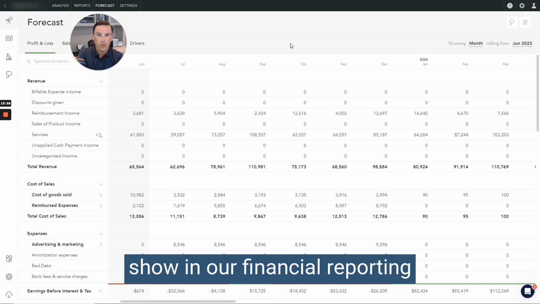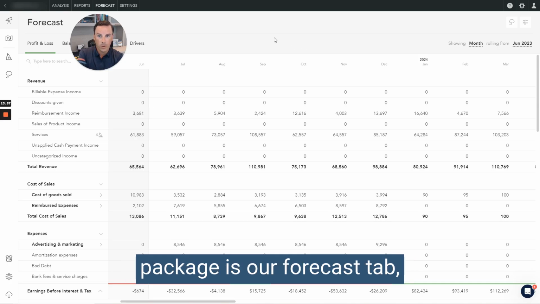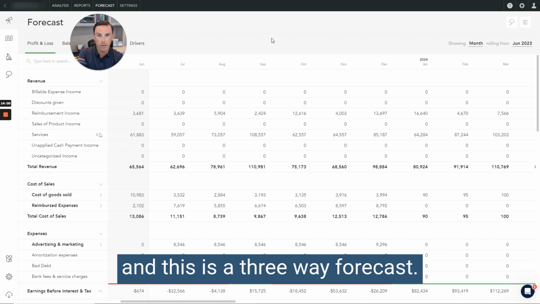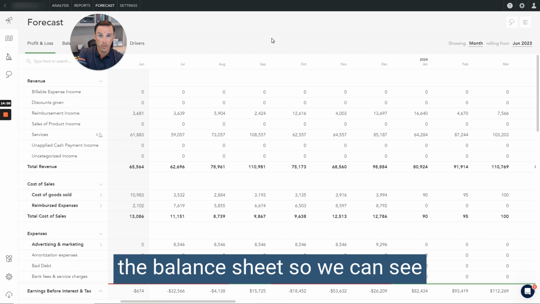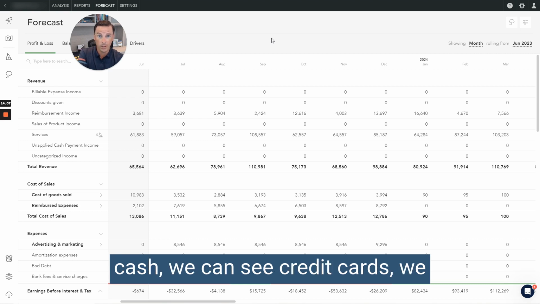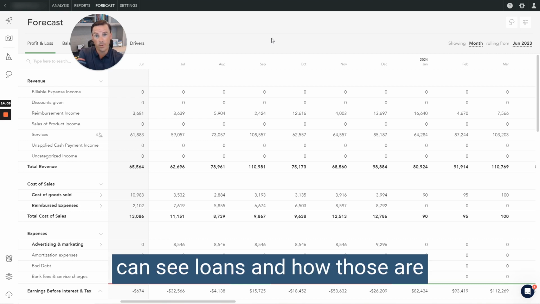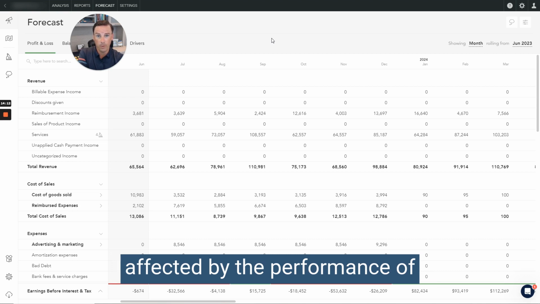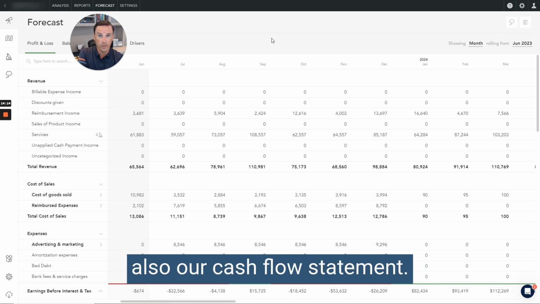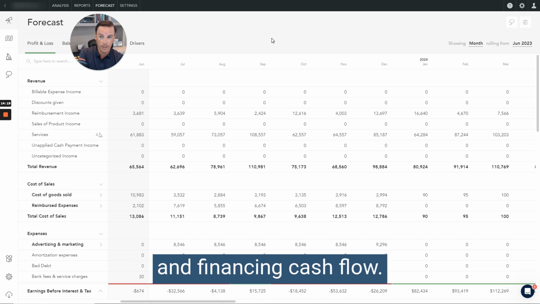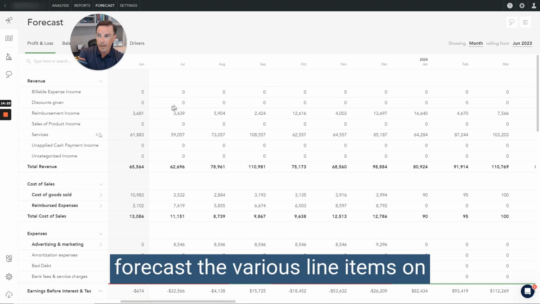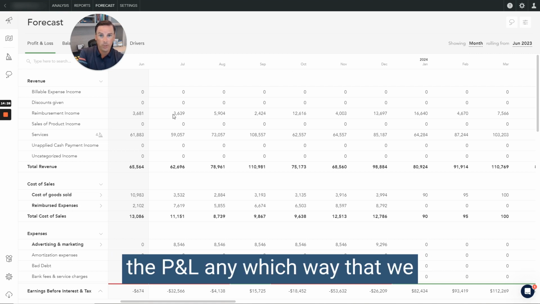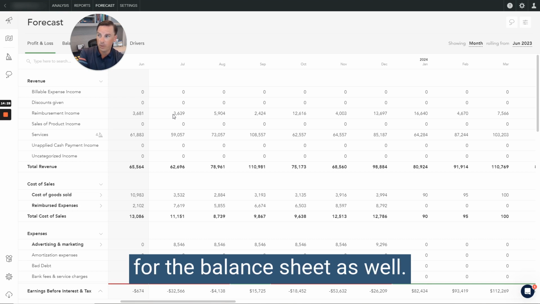The final thing I'm going to show in our financial reporting package is our forecast tab. And this is a three-way forecast. What a three-way forecast is, it forecasts the P&L, it forecasts the balance sheet, so we can see assets and liabilities, we can see cash, we can see credit cards, we can see loans and how those are affected by the performance of the agency on the P&L, and then also our cash flow statement. So we can see the 3 different types of cash: operating cash flow, investing cash flow, and financing cash flow. This is really cool, and we can forecast the various line items on the P&L any which way that we want to, and we can do the same for the balance sheet as well.